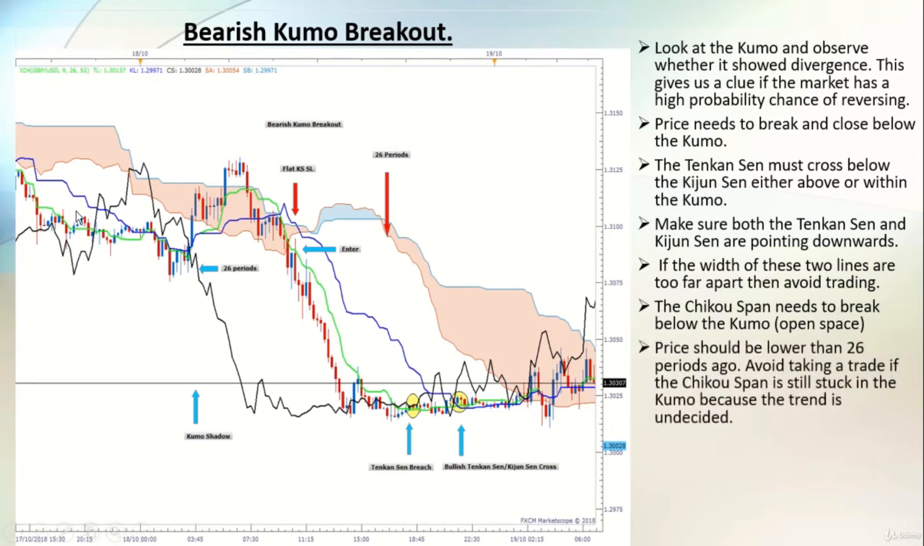If the Chikou span here is stuck within the Kumo, this shows that the trend will not break out. For example, imagine we had a TK crossover over here, which we've got, and the Chikou span was ranging within the Kumo. You shouldn't take a bearish Kumo breakout if the Chikou span is still stuck in the Kumo because it's most likely going to bounce from the Senkou span A and reverse. So you should be very cautious.